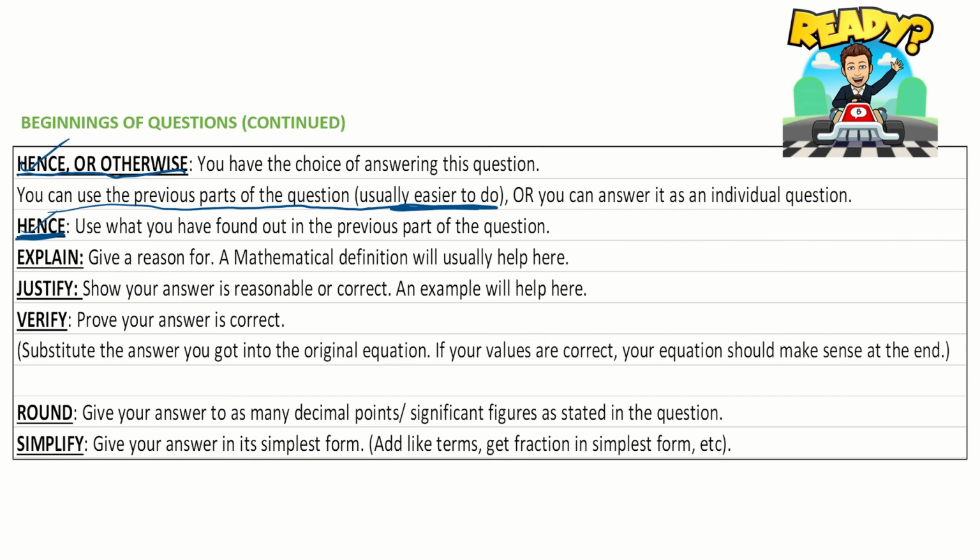Okay. Explain and justify. I'm just going to group those two things together because they sort of mean the same thing. It just means give a reason for. And usually a mathematical definition will help you out with not just the word explain, but with justify as well. So these two are very, very similar. Basically, you're just backing up your answer. Sometimes a few sentences in English will actually help you out with that.